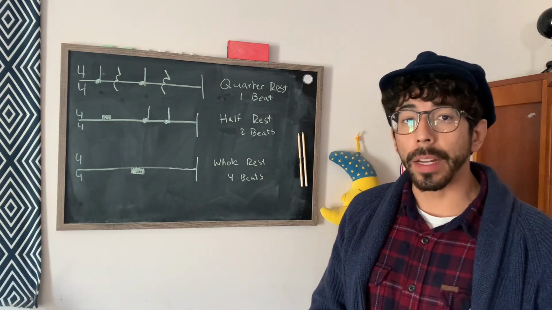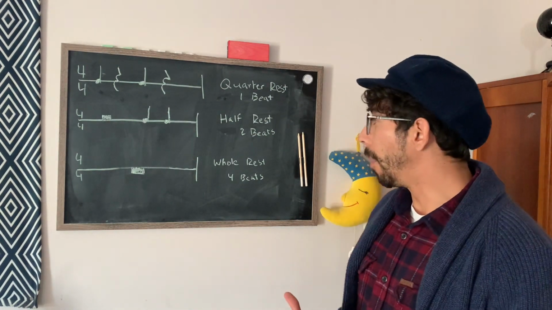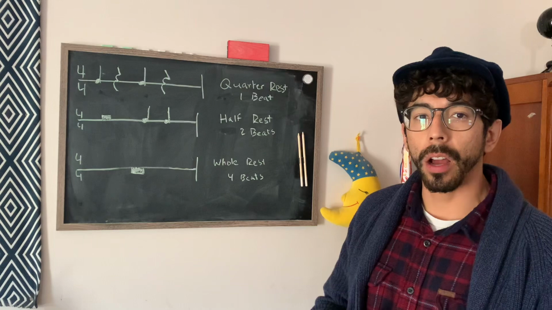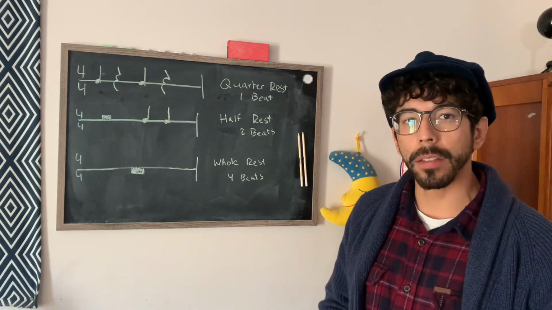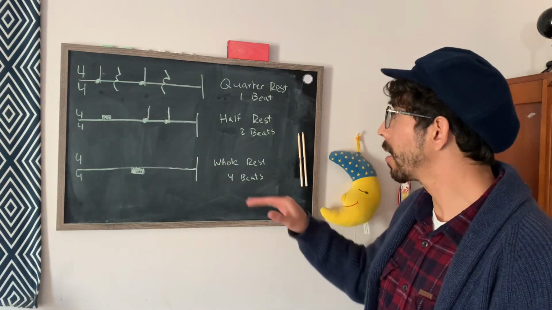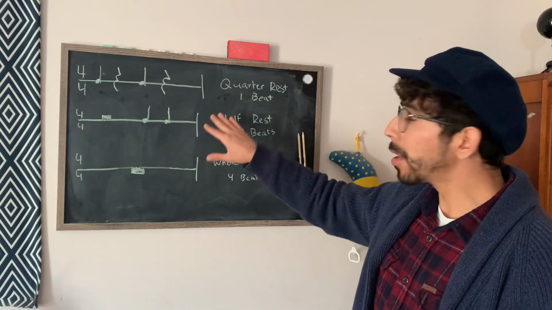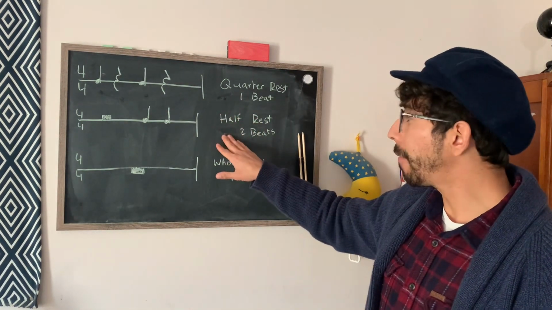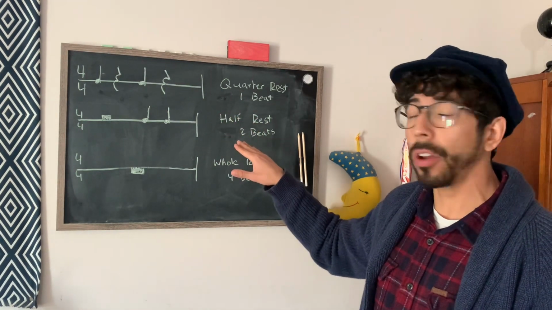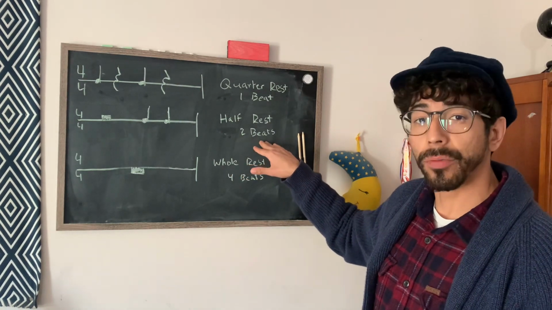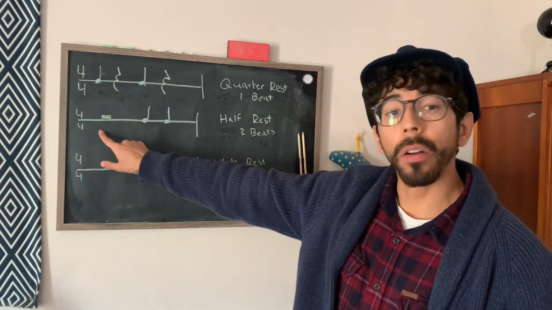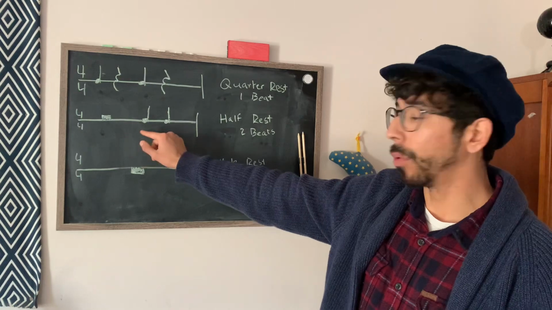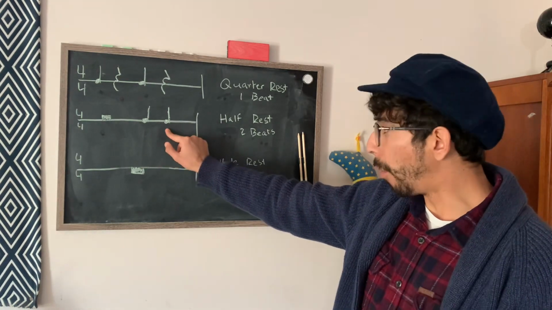So that's the basic idea behind rests. There's different values of rest. There's also 16th rest, 32nd rest, 8th rest. But the most common ones are going to be quarter, half, which is going to be just like a half note, except it's a rest. You're going to rest for 2 beats. So we're going to count 1, 2, 3, 4.